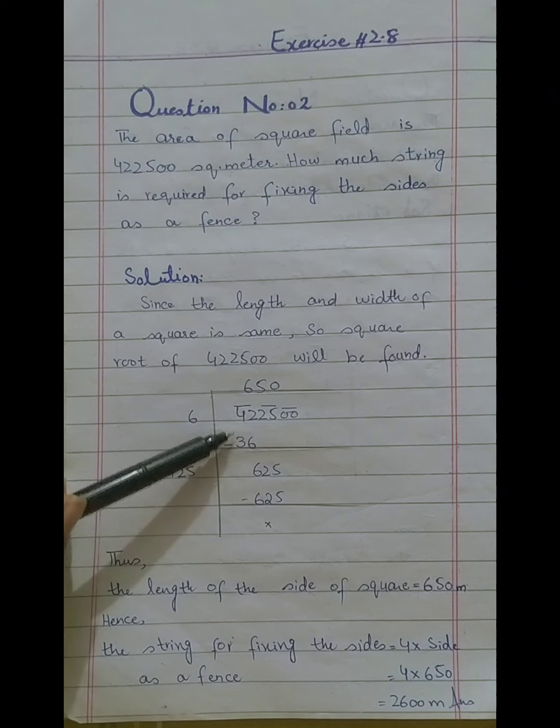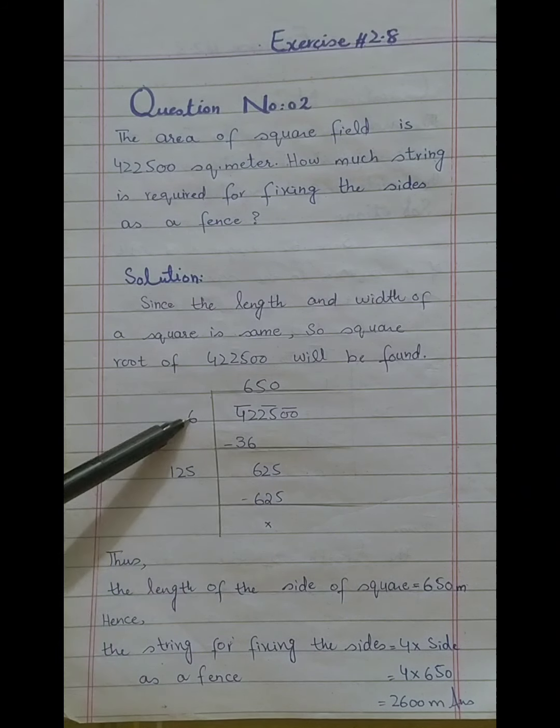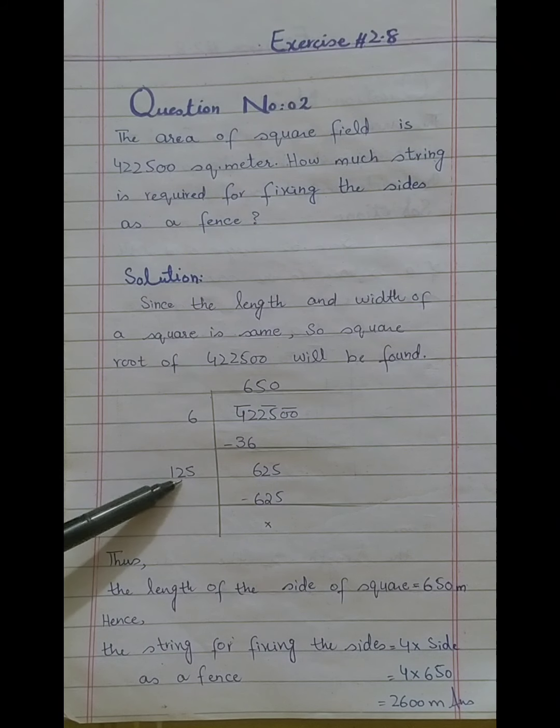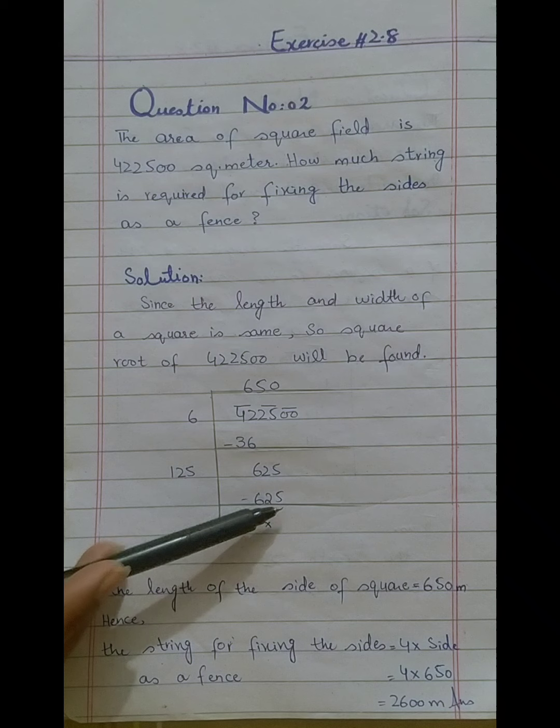So subtract 36 from 42 and we get 6. Now bring down the pair, which is 25. So the value becomes 625. Double the value 6, which is 12 now, and take another digit with 12. We take 5 as both quotient and divisor, multiply 125 with 5 and we get 625.